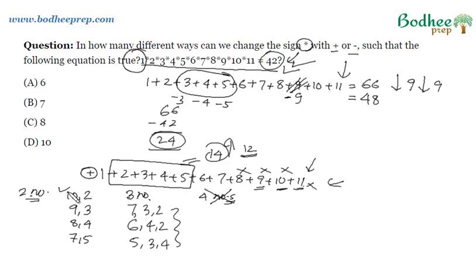And if I count them, it is 1, 2, 3, 4, 5, 6 and 7, which is option B.